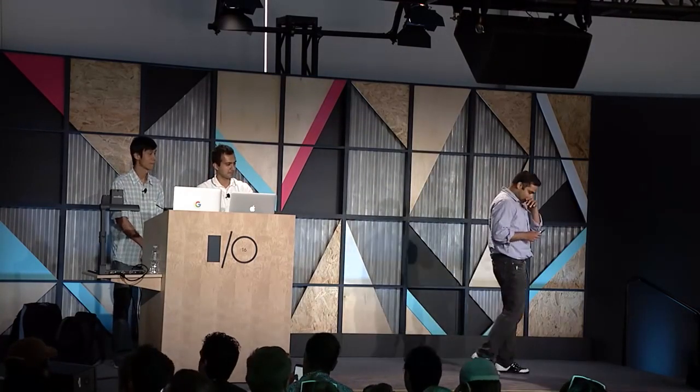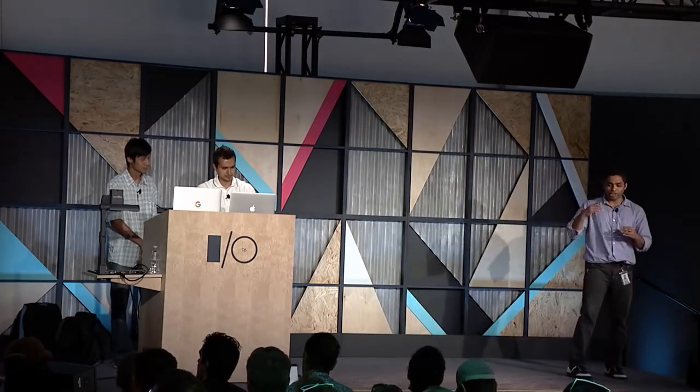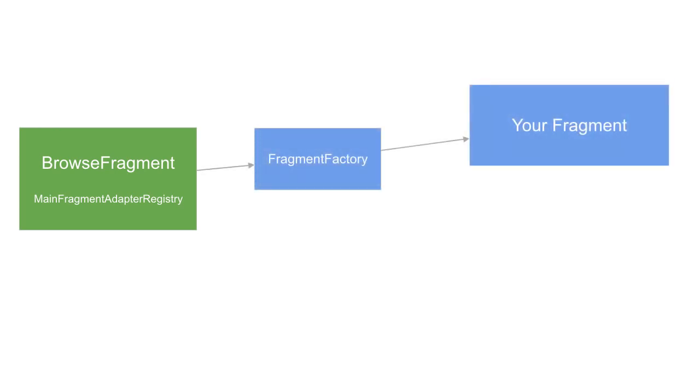Anyway, so we talked about custom fragment. Now we'll show you how you can wire your custom fragment inside browse fragment, and then we'll show you some snippets of code. Remember I mentioned browse fragment has an internal registry which maps each row type to a corresponding factory. Now when you supply a page row, it's going to look into the registry, find the factory corresponding to the page row, and use that factory to instantiate your fragment.